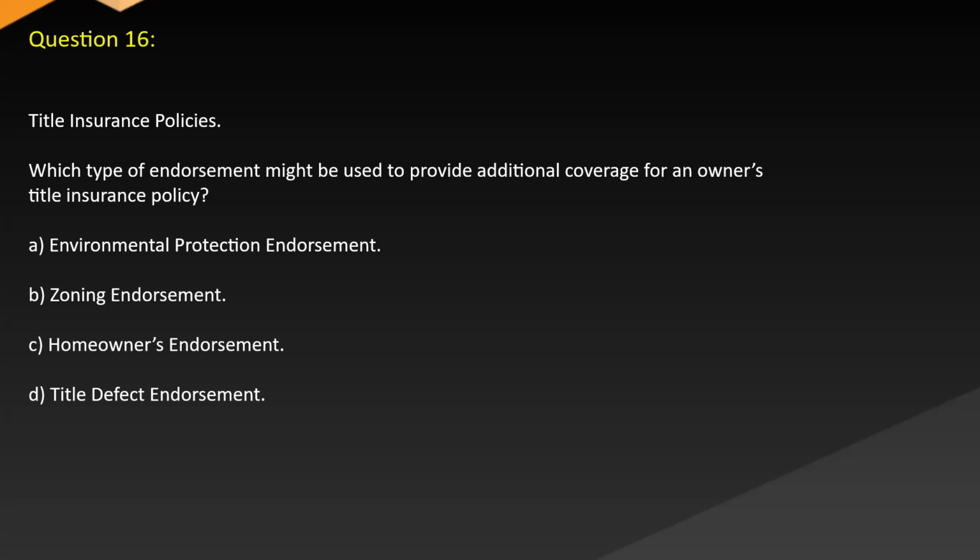Question 16. Title insurance policies. Which type of endorsement might be used to provide additional coverage for an owner's title insurance policy? A. Environmental protection endorsement. B. Zoning endorsement. C. Homeowner's endorsement. D. Title defect endorsement.